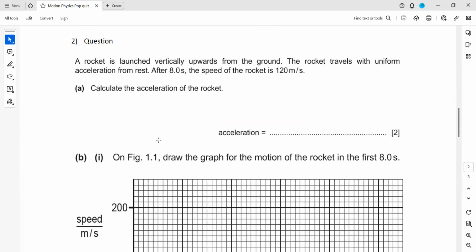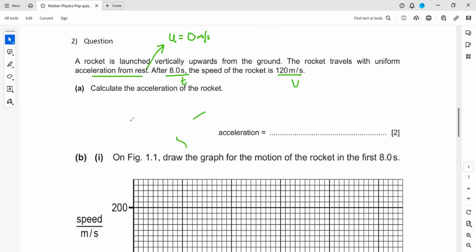In question 2, a rocket is launched vertically upward from the ground. The rocket travels with a uniform acceleration from rest. So if anything starts from rest, the starting speed or initial speed is 0. 8 seconds pass and the final speed is 120. We need the acceleration of the rocket.